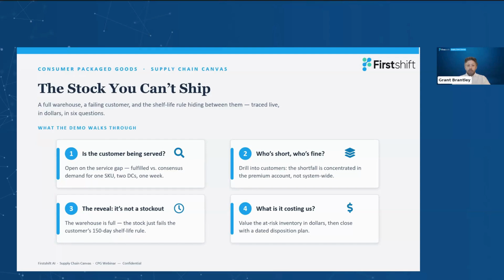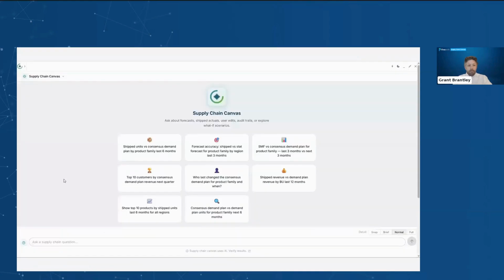What we'll see here is Canvas helps us to identify it may not just be the inventory is not there, but also we've got different customer service requirements about shelf life for specific products. So we'll see how we bring that into play. So we'll go ahead and drill into the use case here.